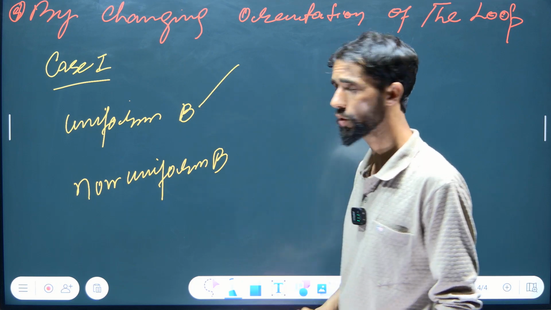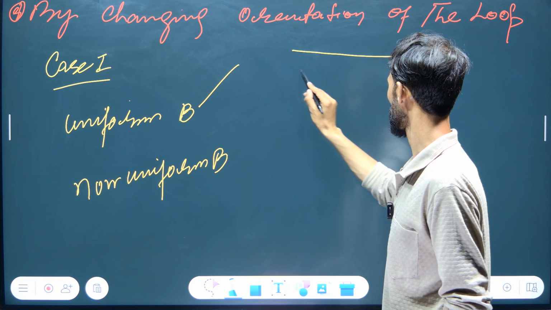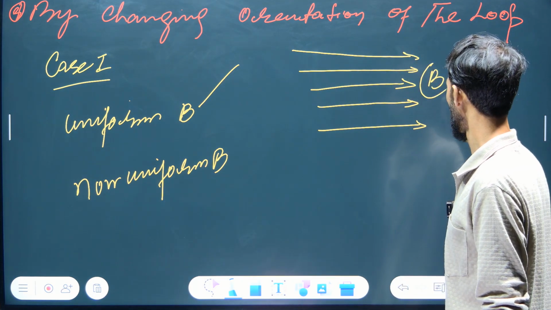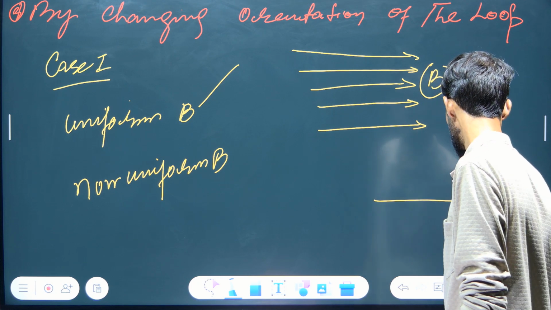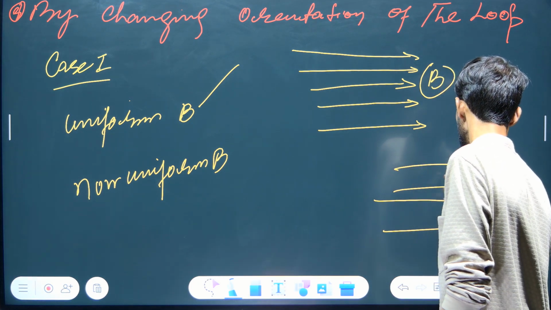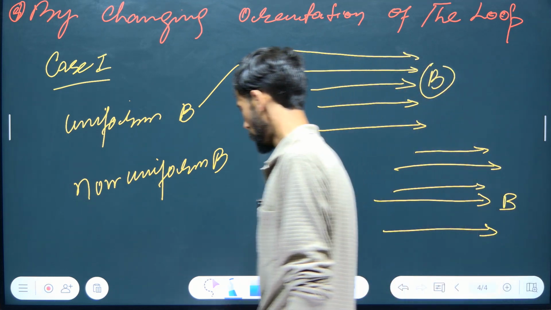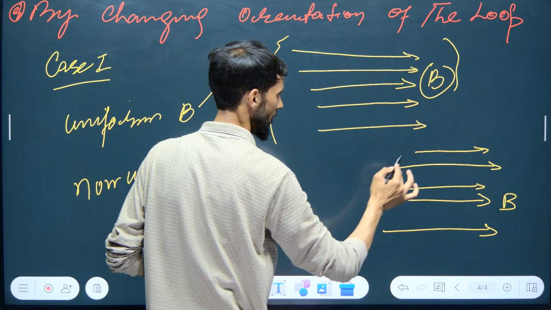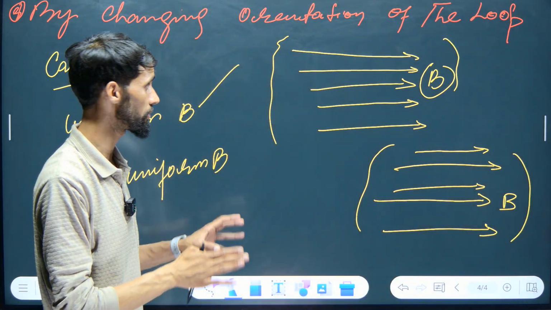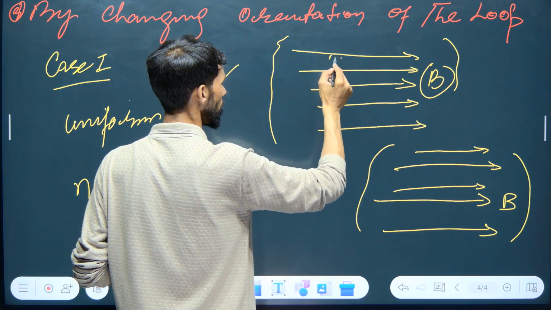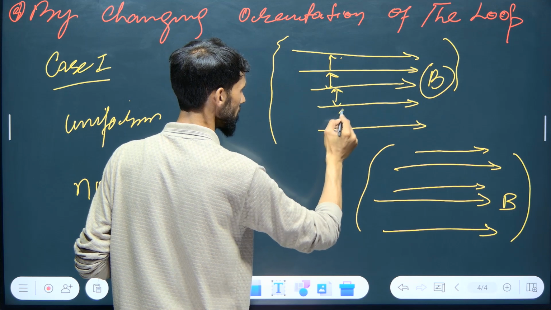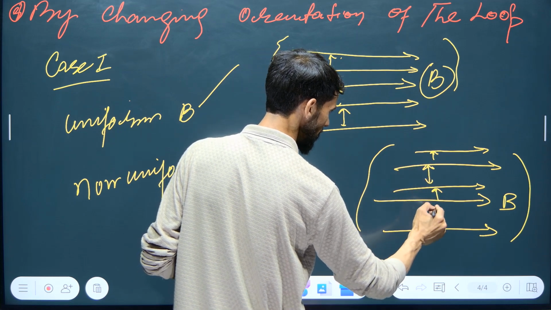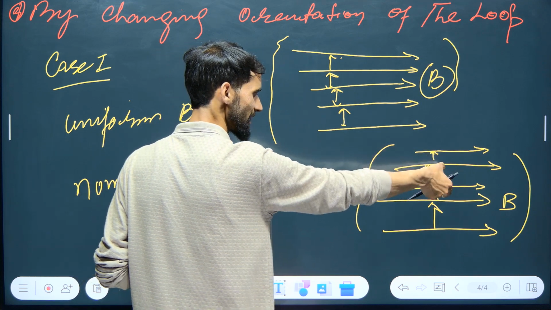So what is a uniform magnetic field? If I consider a magnetic field like this, this is the direction of magnetic field lines, and the second magnetic field is here. What are you getting from these two? It is clear that in the second one the field lines are sometimes denser and sometimes narrow: there is more gap, there is less gap.